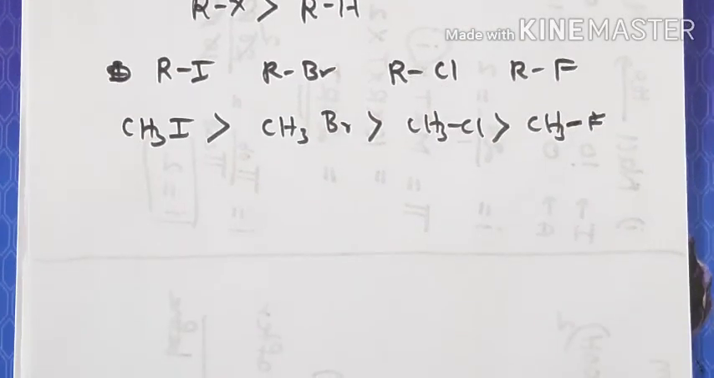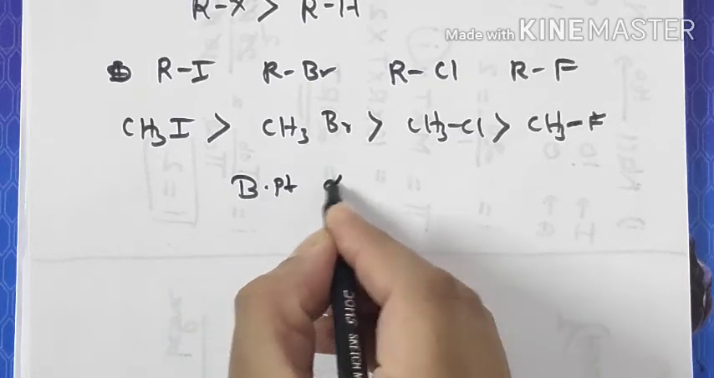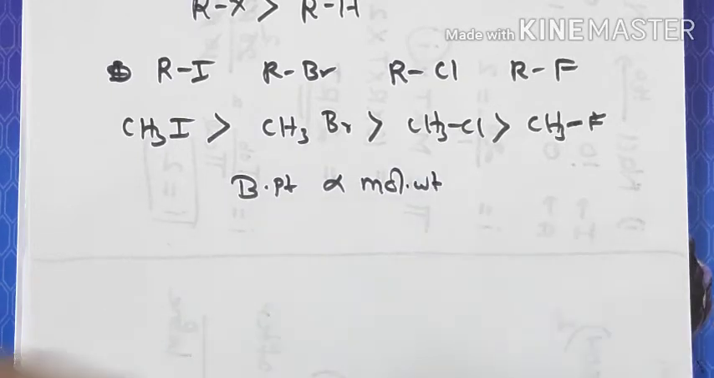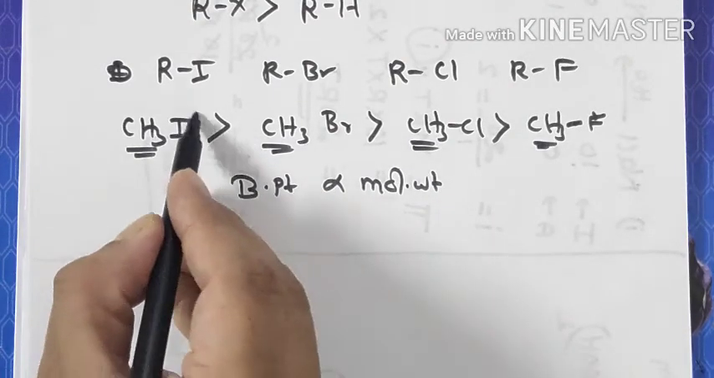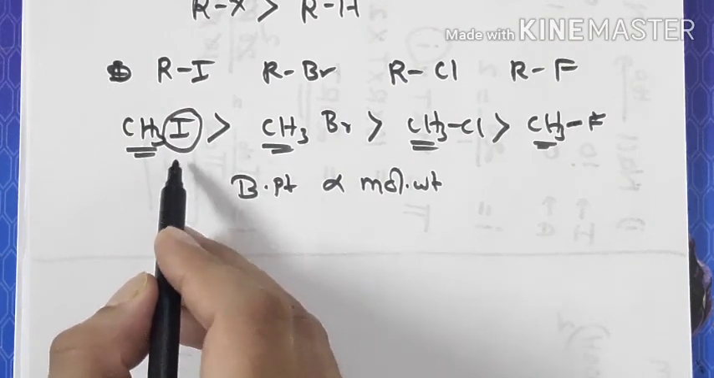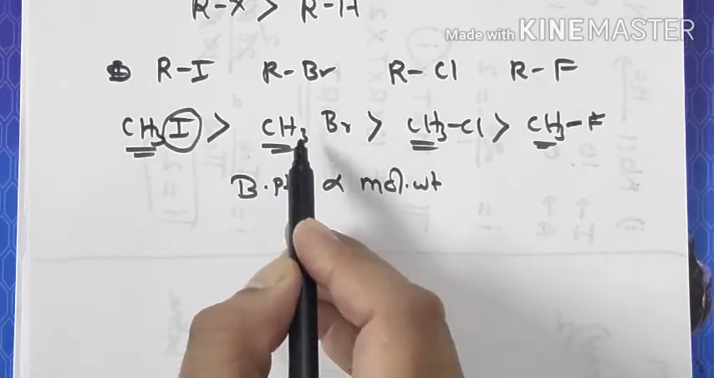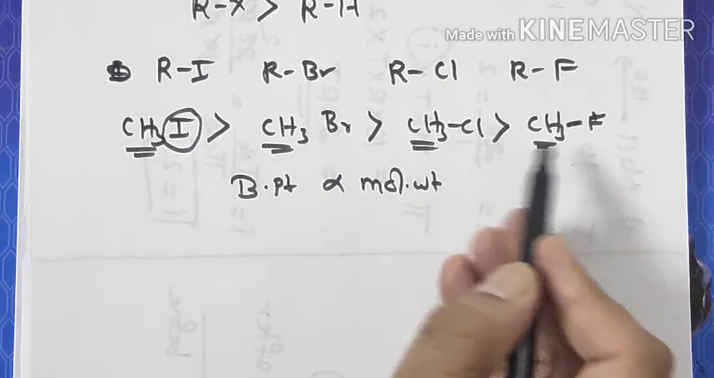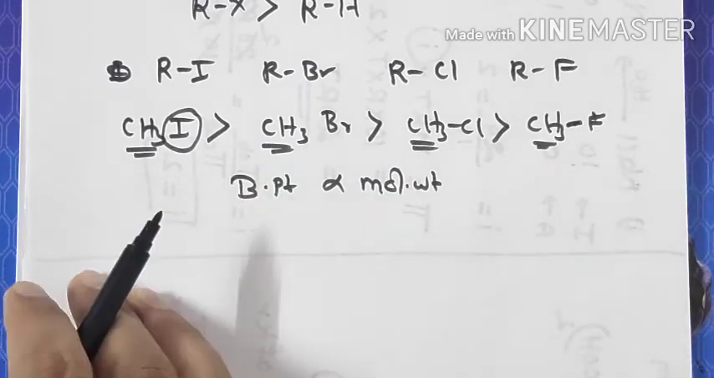Obviously, you have to understand that boiling point increases if molecular weight increases. Boiling point and molecular weight are directly proportional. CH3 is the same for all, but iodine has a higher molecular weight. So that's the reason the boiling point of alkyl iodide will be greater than alkyl bromide, then alkyl chloride, then alkyl fluoride.